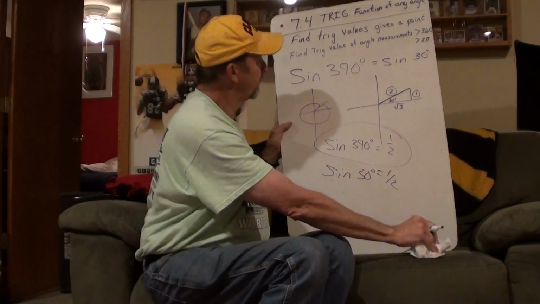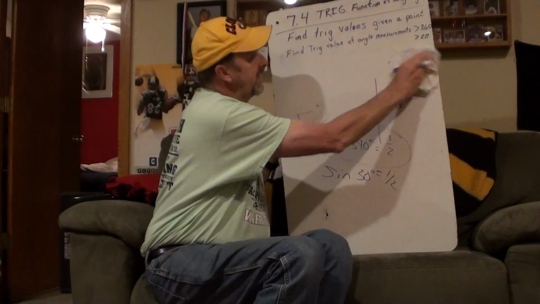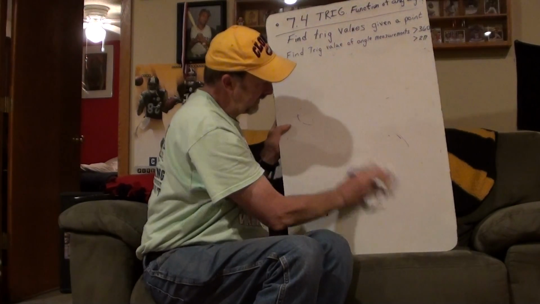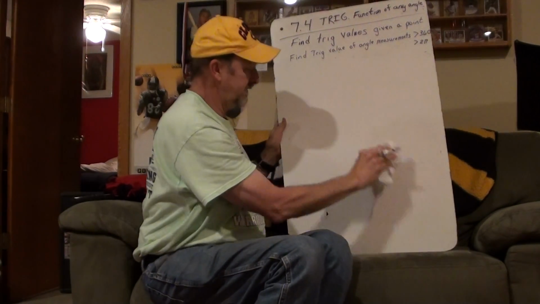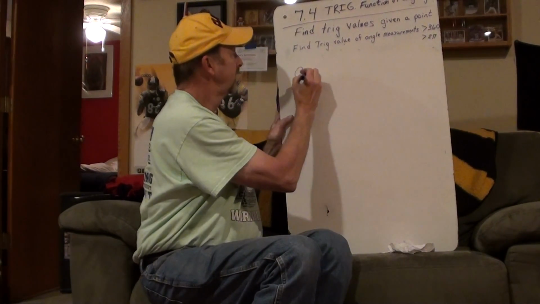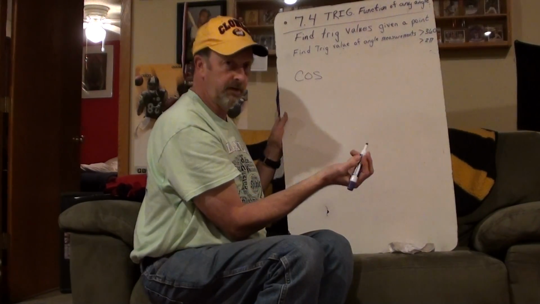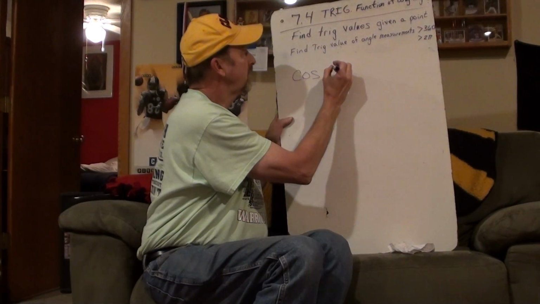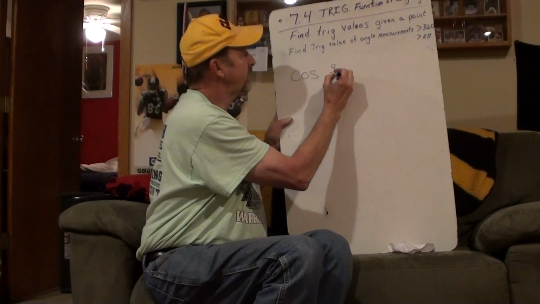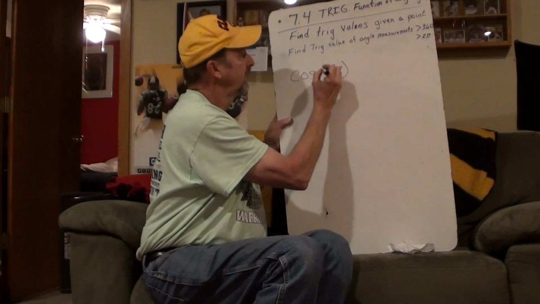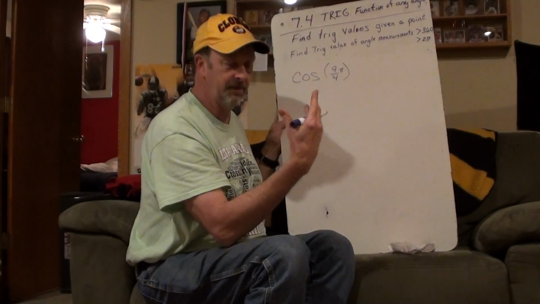Let's try another one using, I think, cosine. And instead of having degrees, we're in radians, so we have to account for that. Cosine is going to be more than 2 pi. So cosine of 9/4 pi. Okay, little practice on what that is.